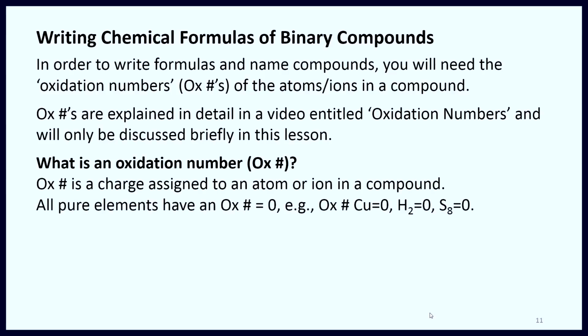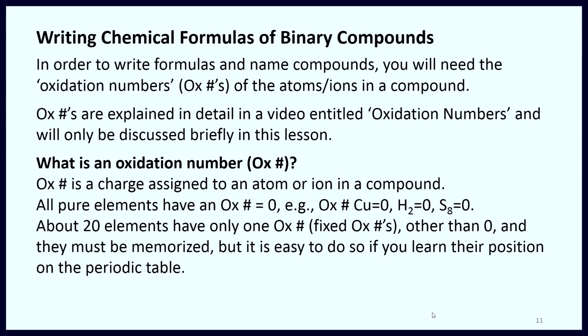Now, all pure elements have an oxidation number of 0. For example, copper metal has no charge. It has an oxidation number of 0. The element hydrogen has no charge, oxidation number of 0. And sulfur, octasulfur in this case, oxidation number 0. That's the case for all elements.